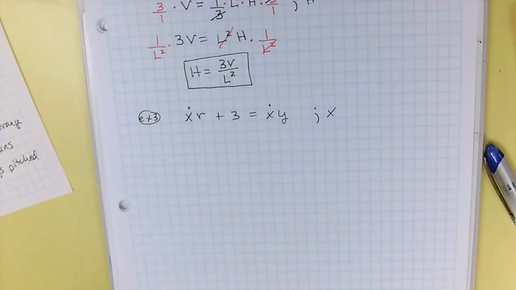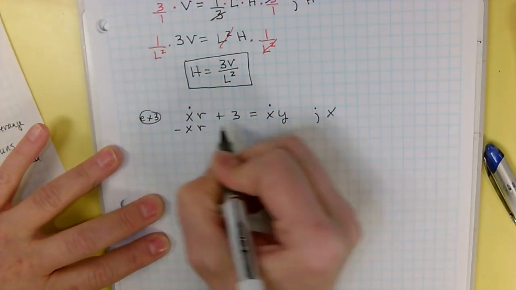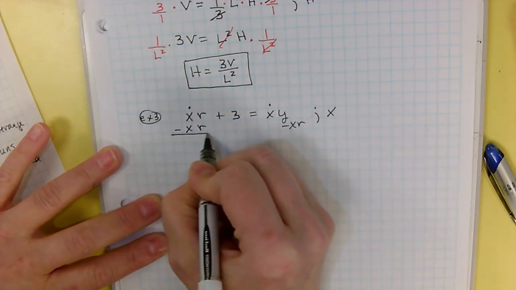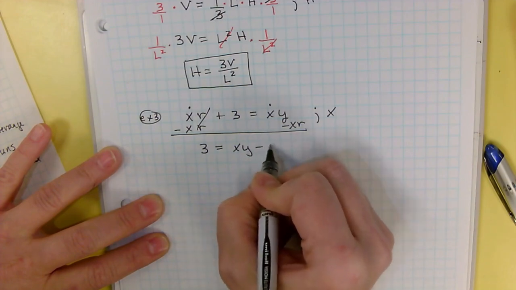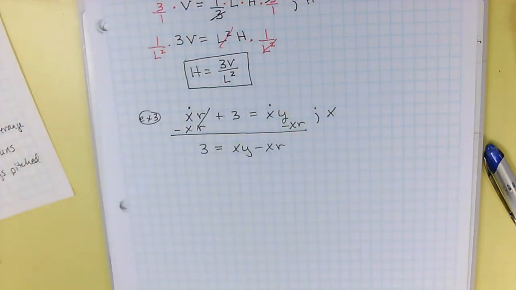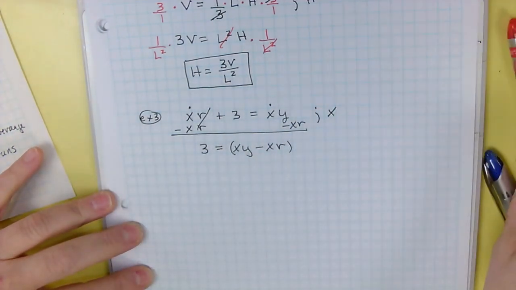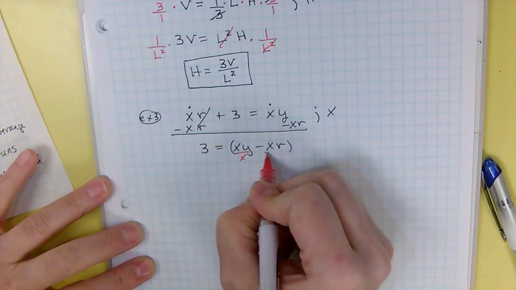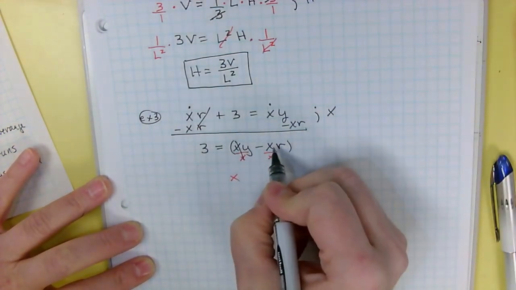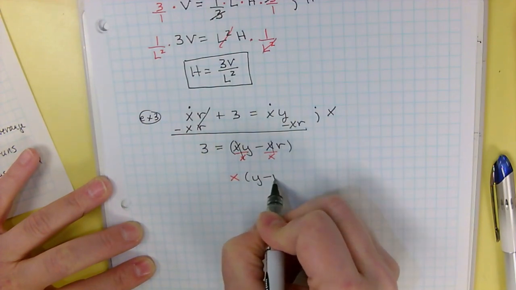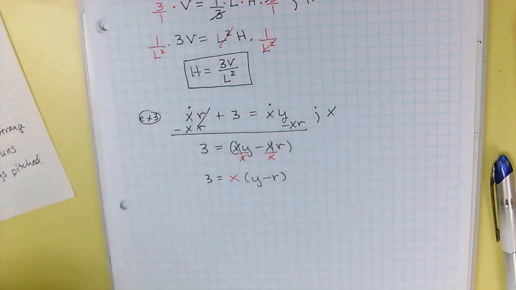Okay, so the way you do that is you move all the X terms to the right. So we're going to subtract XR over to the right. So that gives me 3 equals XY minus XR. Now, to get the X in one location, you're going to divide out an X from both of those. That X goes to the front, and you're left with Y minus R in parentheses.